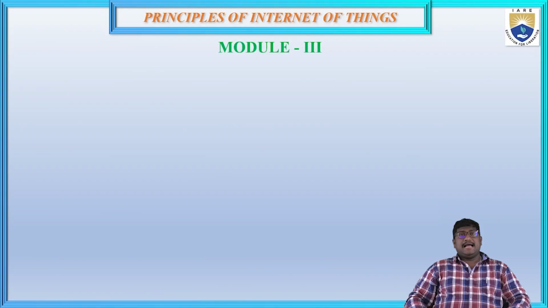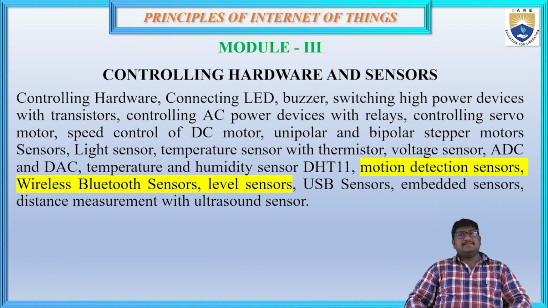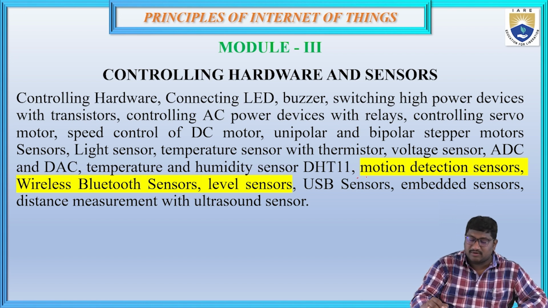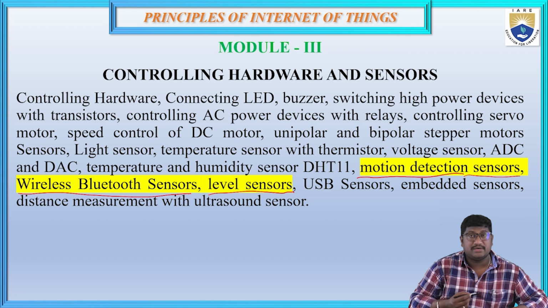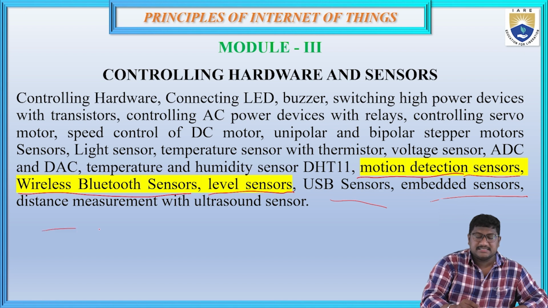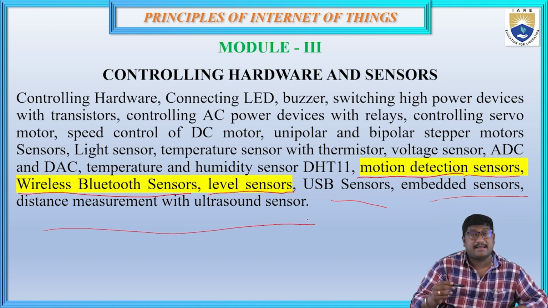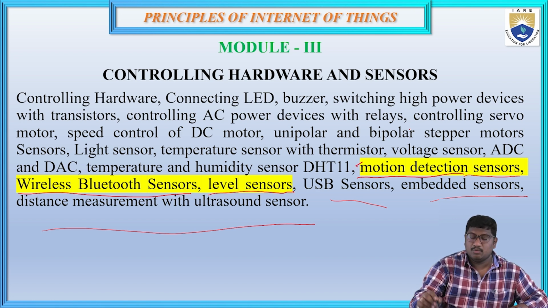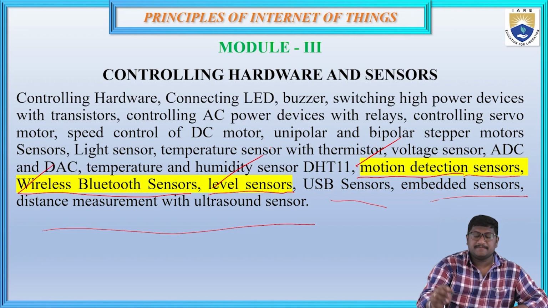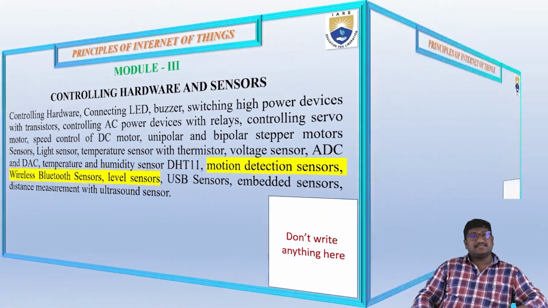Have a look, guys. In this module, controlling hardware and sensors, we have discussed multiple hardware and sensors in the previous classes. In today's class, we are going to discuss three major things: the motion detection sensor, the wireless Bluetooth sensor, and the level sensor. The remaining topics, such as the USB sensor, embedded sensor, and distance measurement with the ultrasonic sensor, I will discuss in my next class. For today, we are majorly focusing on these three.